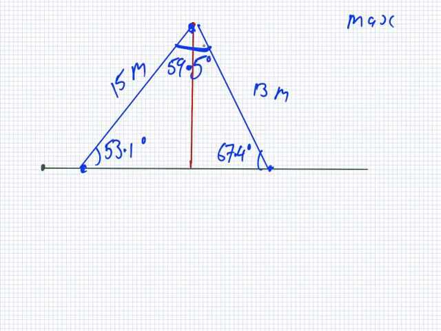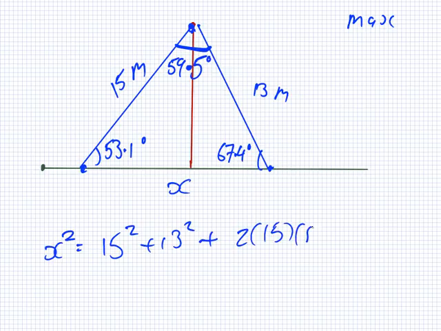So I have the cosine rule. If I call this x, I get x squared equals 15 squared plus 13 squared, minus twice 15 times 13 cos 59.5. So this easily gives us the x.